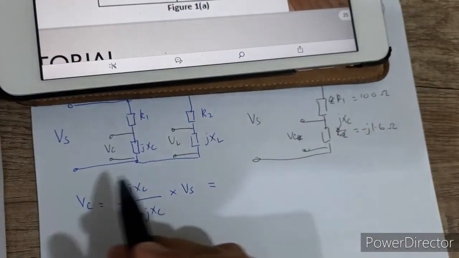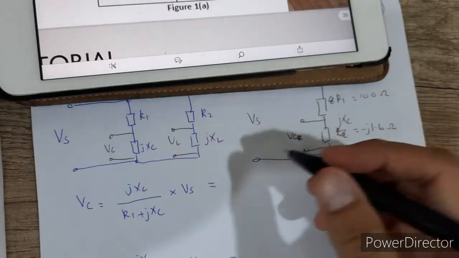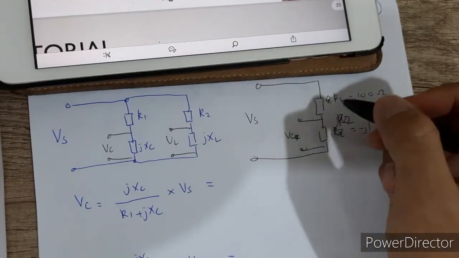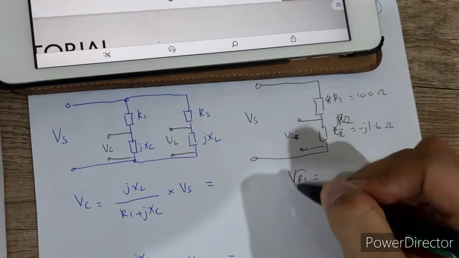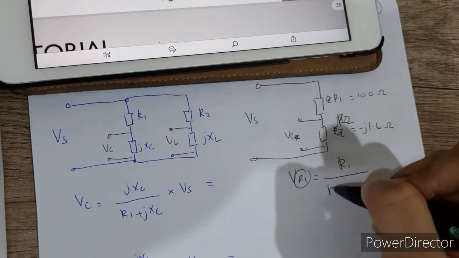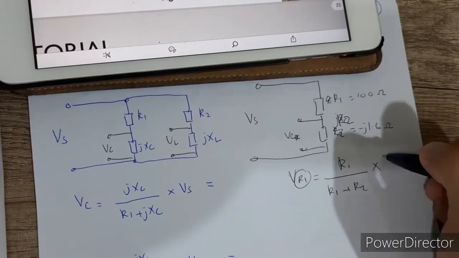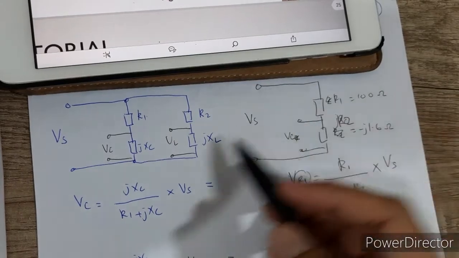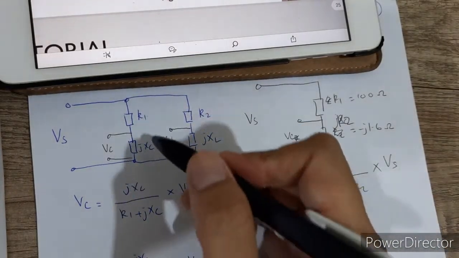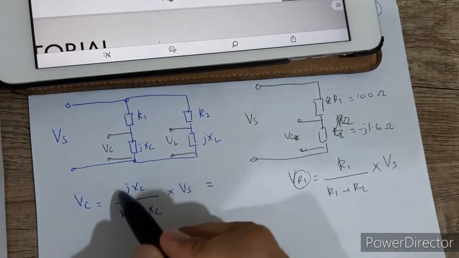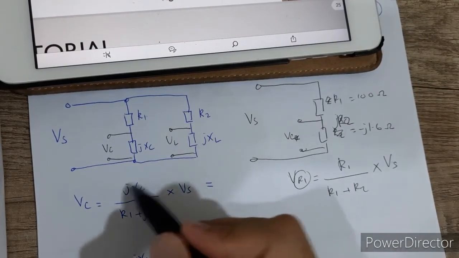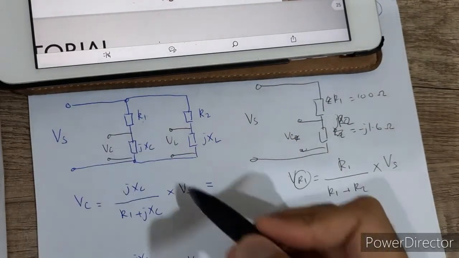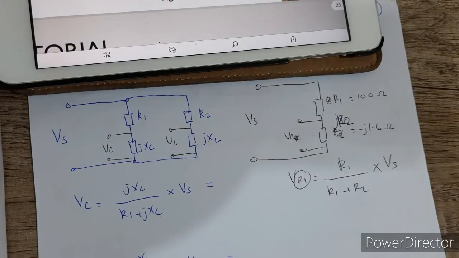So remember VDR, voltage divider rules. If I recall, for example, we use R1 and R2 here. To determine the voltage across VR1, R1 must be on top: R1 over R1 plus R2 multiplied by VS, the voltage across these two resistors. For this case, we want to determine the voltage across VC, so for sure jXC must be on top, and then R1 plus jXC, multiplied by VS.